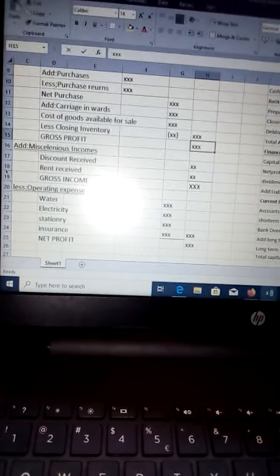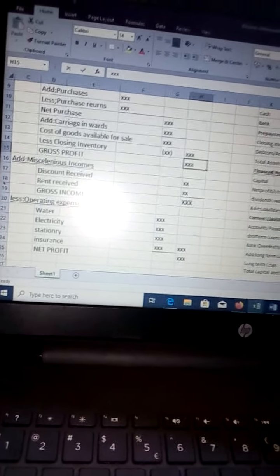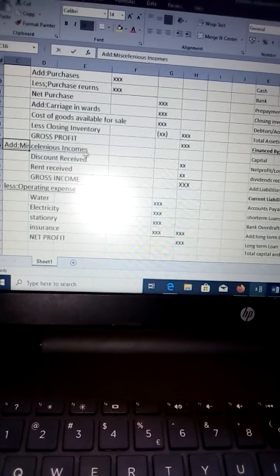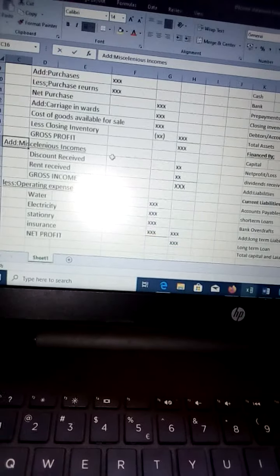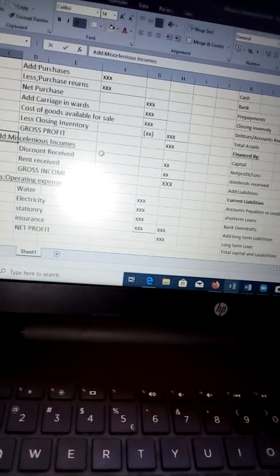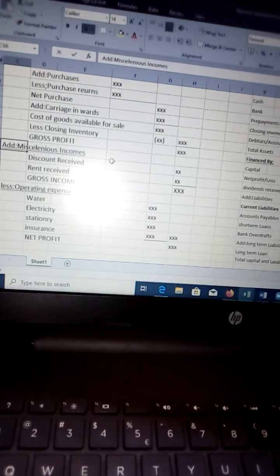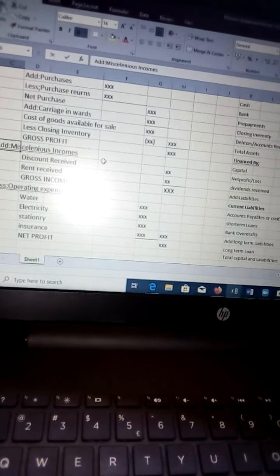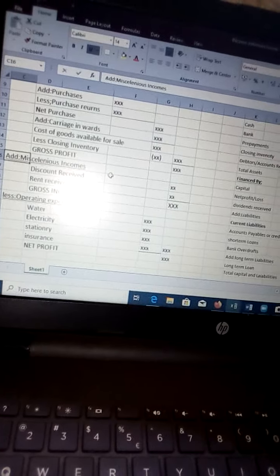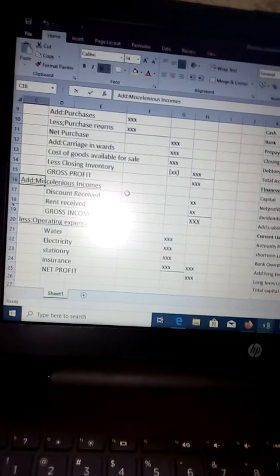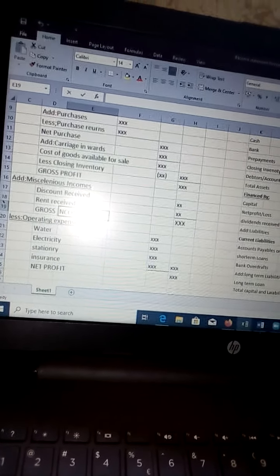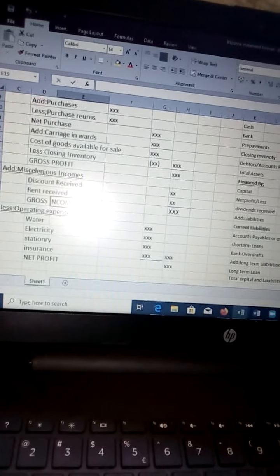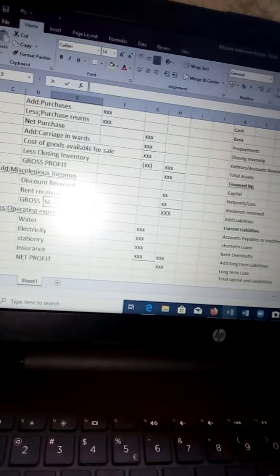If you have any miscellaneous incomes, these are incomes you get unexpectedly. You receive them when you are not aware. For example, discount received. You go to purchase, they give you some discount back. It's the income you receive that you have not planned for. Maybe rent received. You are renting a store, but in the process, you sub-rent to someone and you receive some rent. So it's an unexpected income.